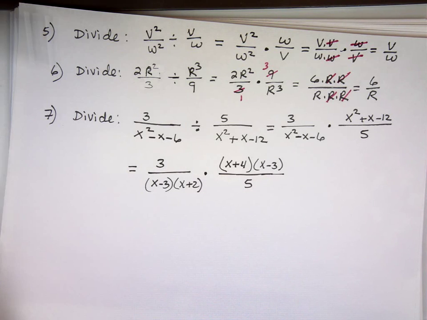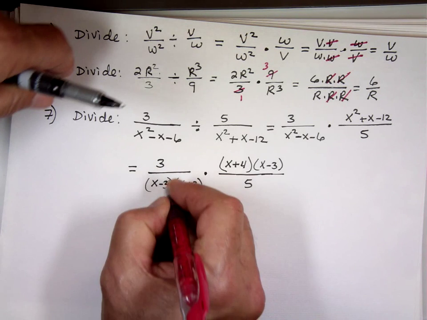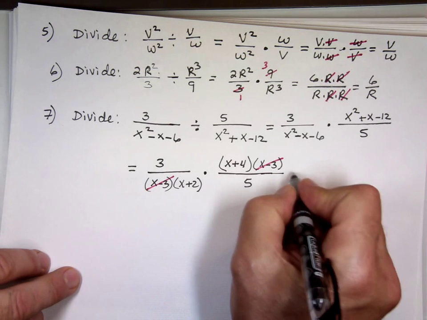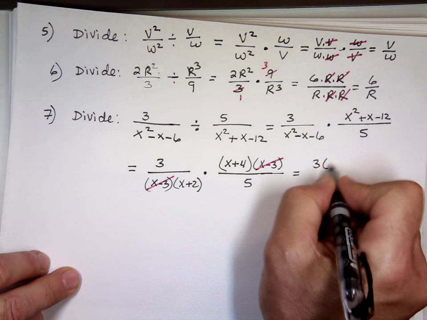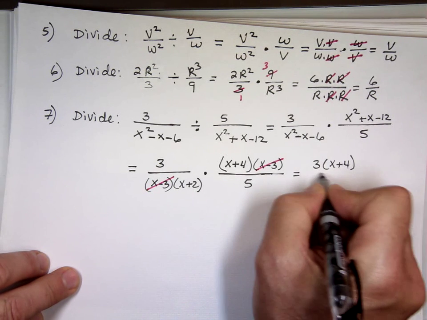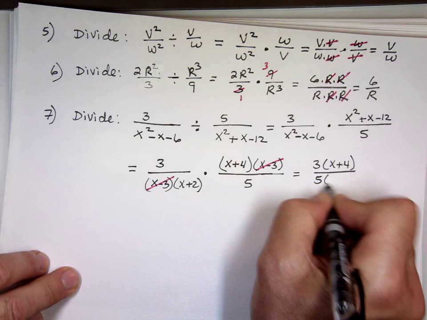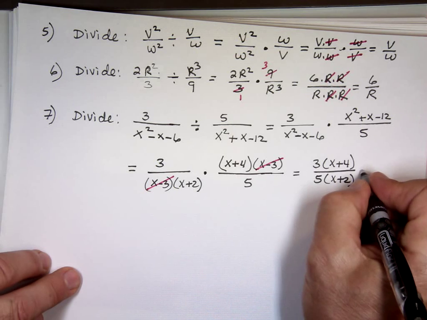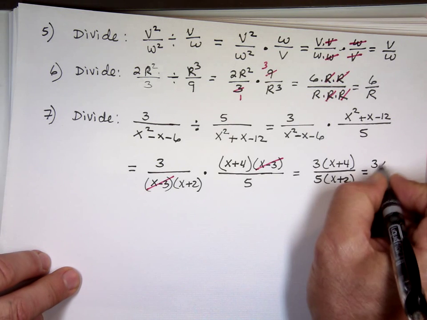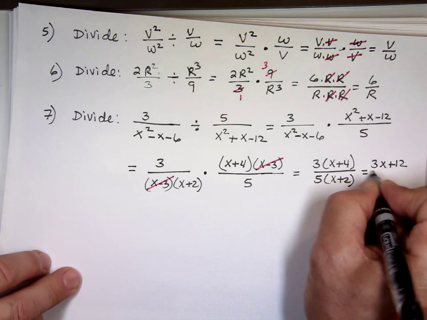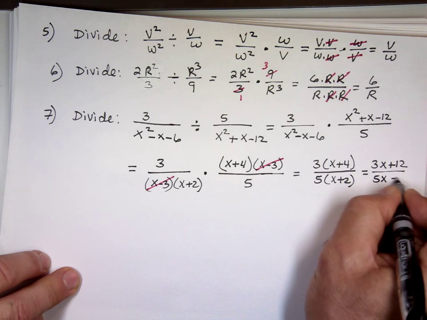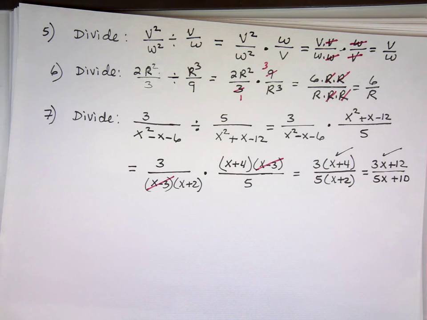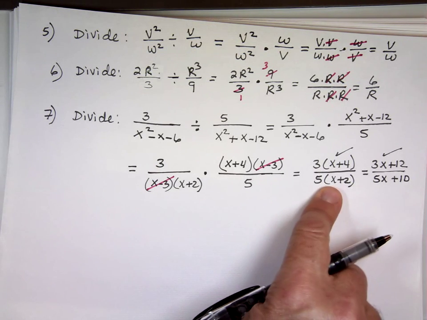And let's see if anything is the same on the top and the bottom. This one and that one. What is left? 3 times x plus 4 over 5 times x plus 2. You can leave it like this. That's good. Or if you want to, you can multiply it through, 3x plus 12 over 5x plus 10. Either one is good. One is not better than the other. Me personally, I like it this way.